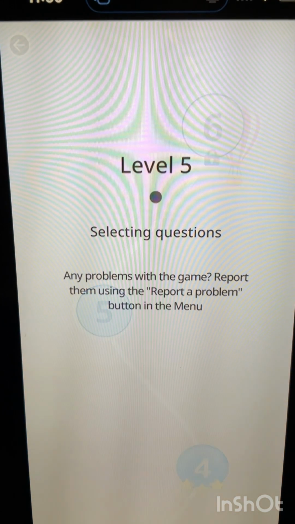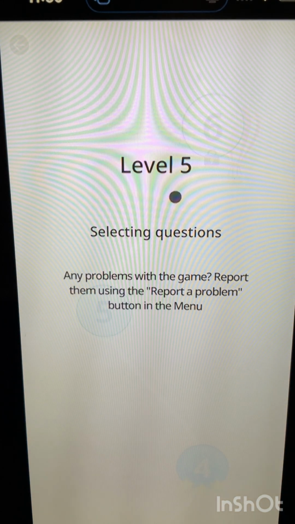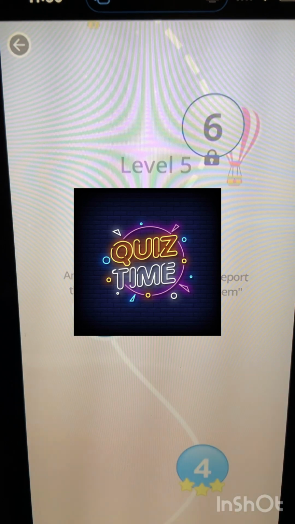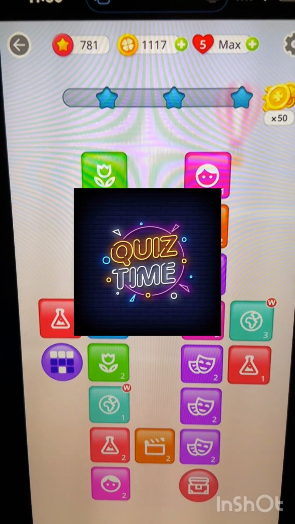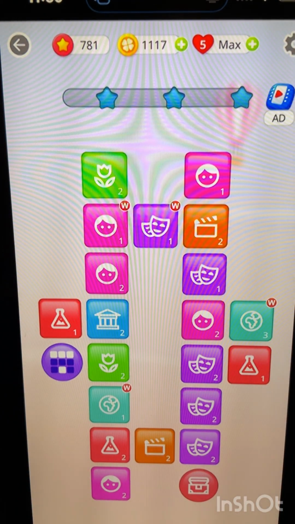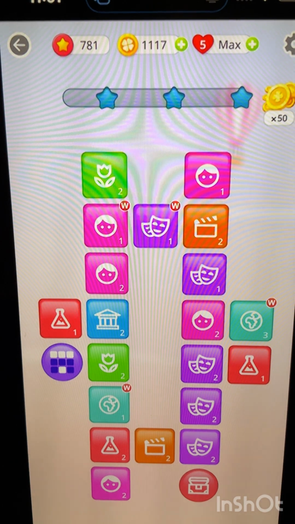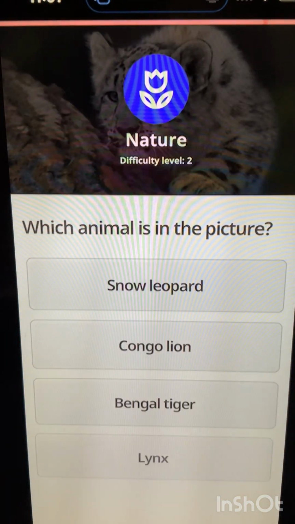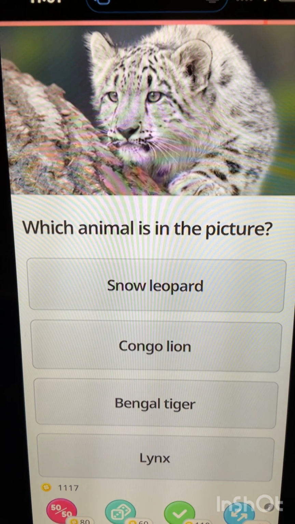Welcome back to our channel. So we're going to start our quiz now, and let's get it started. Number one question, as I said, we're going to do a quiz now, and listen to this. So we're doing nature now, and a bit difficult one. Which animal is in the picture?